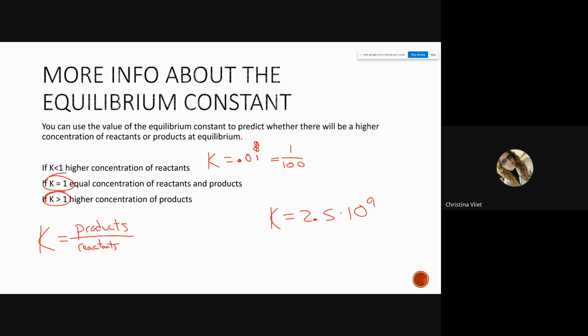It's actually 2,500,000,000. 2.5 billion, right? Oh, 2, yeah. 5, and then 8 zeros. That's how I interpret this number. This amount of products versus this amount of reactants. So, at the very minimum, I would like you to be able to read a value of K and have that understanding whether you're making more products at the end of this reaction, more reactants, or if the amounts are the same.